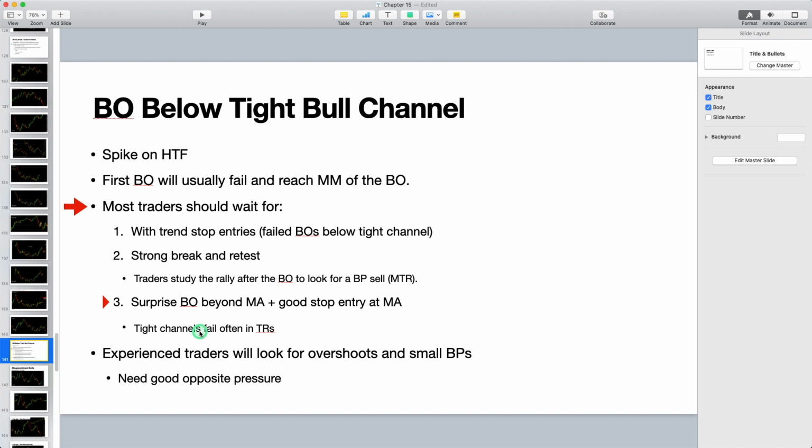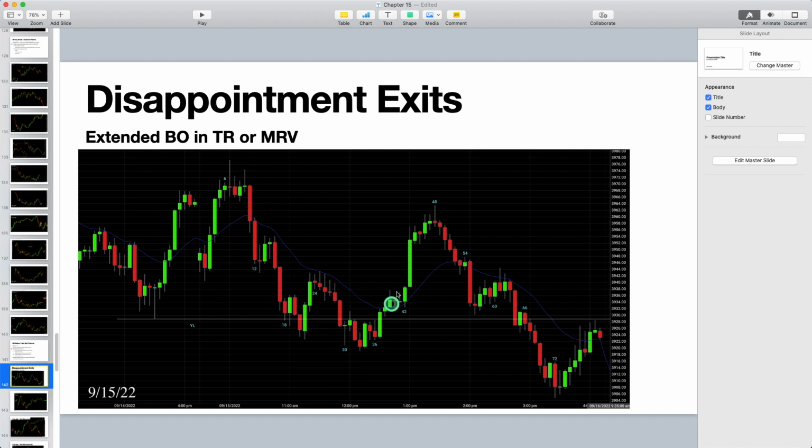This is common in tight channels in trading ranges, because tight channels in trading ranges often fail. So here, for example, you get a tight channel up, but you're in a trading range, and this breaks straight down to the moving average. There's a small pullback here, but nothing major. If you went to a 15-minute chart, it's just 4 bars down. And then you get a test of the moving average with a low 2 sell.